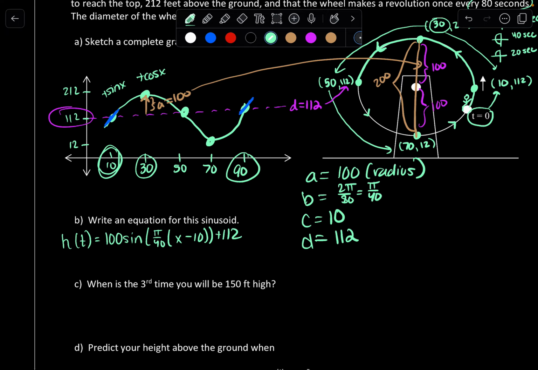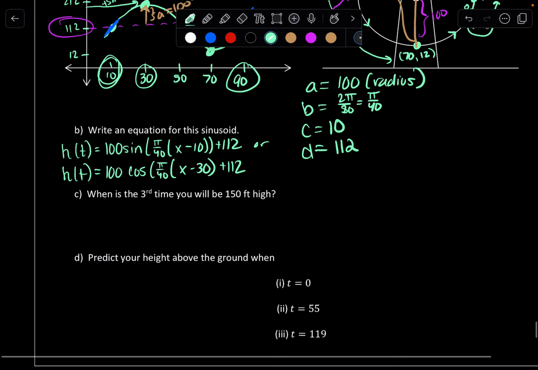If you wanted to use cosine, which you'll still get full credit, they're equivalent. We'll have 100 cosine, same period. The only thing that changes is the phase shift, which would be x minus 30, because you want to see where that maximum is, and then plus 112. Again, either one works. You can use either one to complete the next two sections for this.